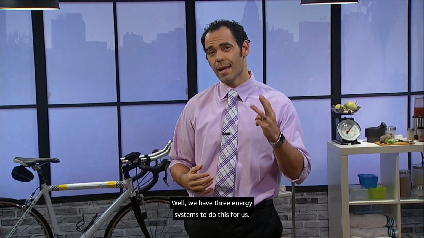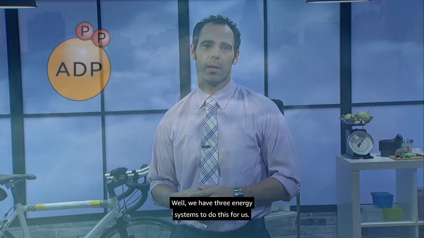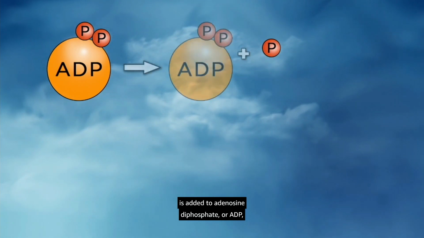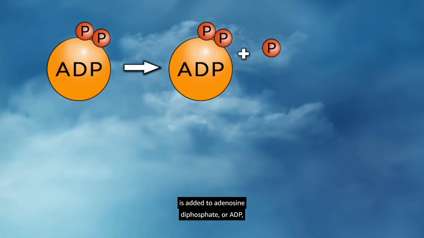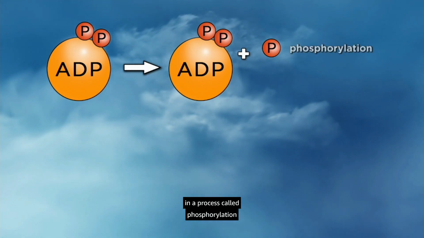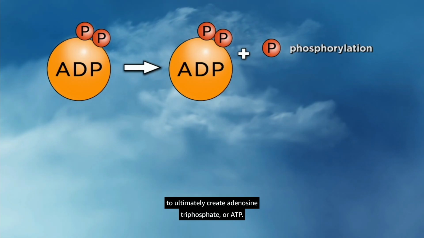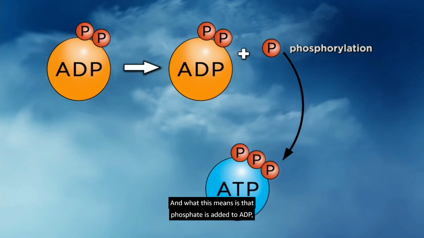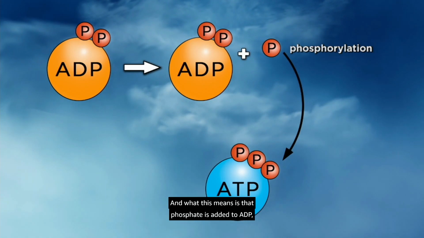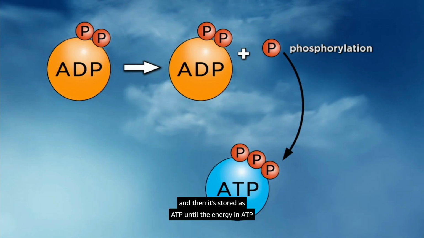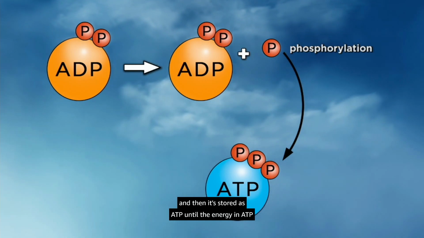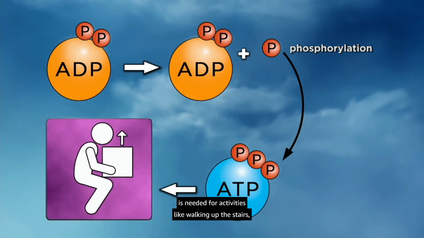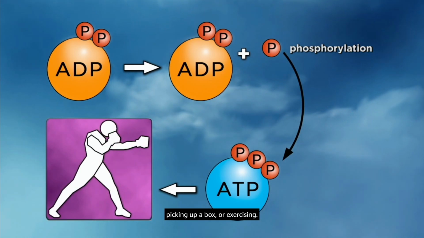Well, we have three energy systems to do this for us. In all three systems, a phosphate group is added to adenosine diphosphate, or ADP, in a process called phosphorylation to ultimately create adenosine triphosphate, or ATP. And what this means is that phosphate is added to ADP and then it's stored as ATP until the energy in ATP is needed for activities like walking up the stairs, picking up a box, or exercising.